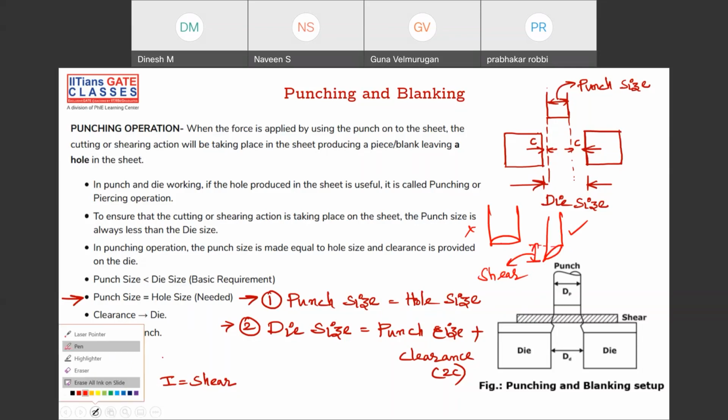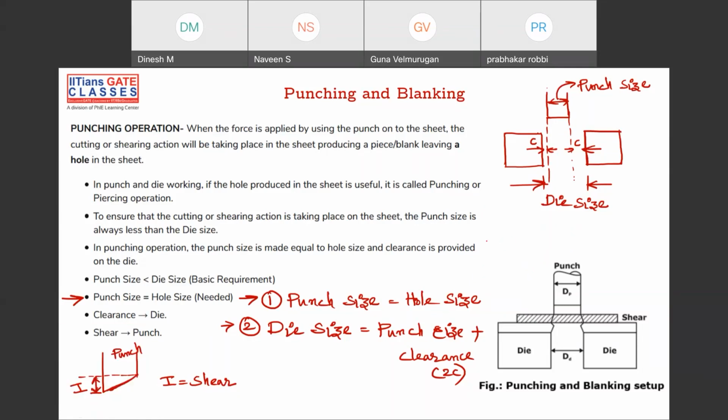Why are you providing it? If you're having a paper like this, and your punch is exactly like this, and you're trying to apply force onto it, evenly, the punch force will be applied onto each part. So initially, when the punch is completely in contact with the sheet, the sudden increment in force will occur, right? I will show you like this.